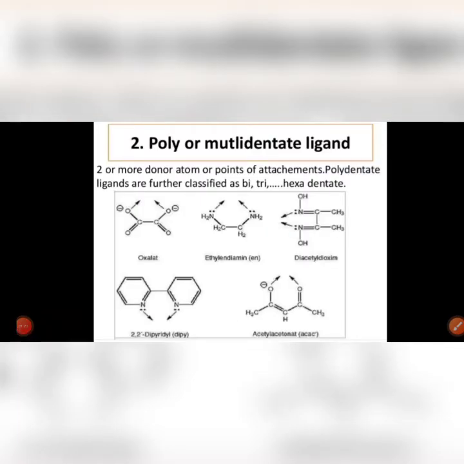Now we have another category, which is polydentate, or multidentate, ligands. Polydentate or multidentate ligands are those which have two or more donor atoms, or two or more points of attachment. Here, as we have oxalate as a ligand, we have these two oxygens as the donating atoms, and similarly in this other compound, these two nitrogens act as donating atoms. So all those ligands which consist of two or more donor atoms will be termed polydentate or multidentate ligands.